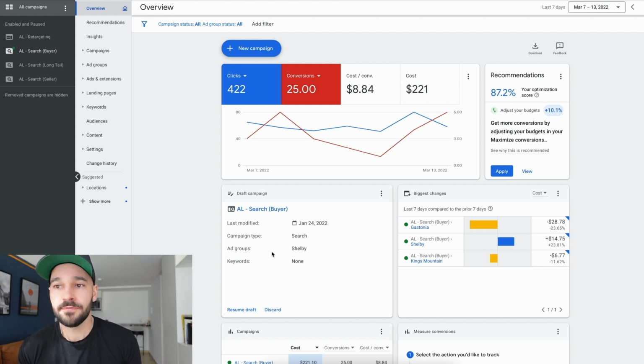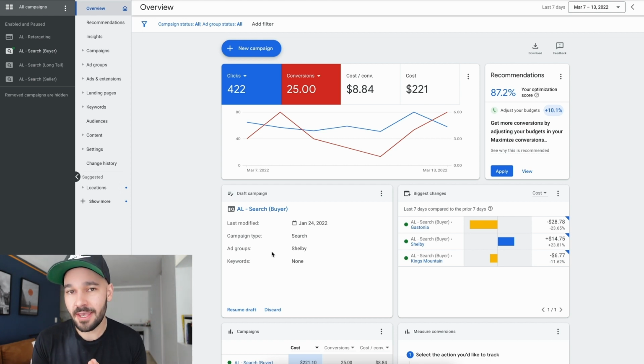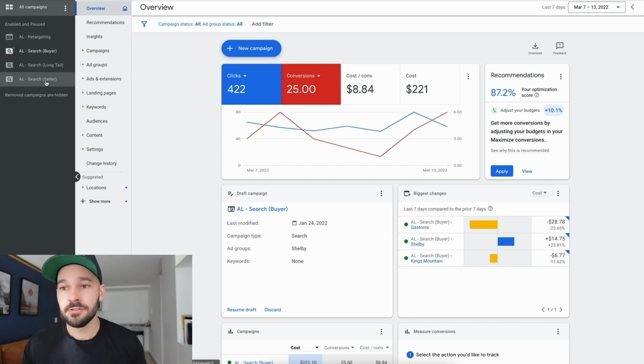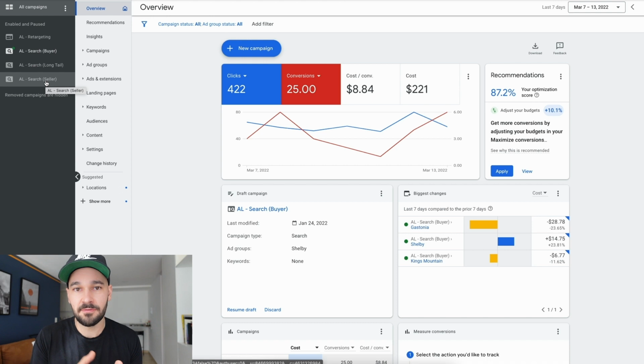Now, as far as account structure, there's kind of three campaigns you want to set up, and maybe four. And you can actually see them on the left side here. If you look at the left, you can see the retargeting, search, long tail, and search seller, okay? Those are the four campaigns we set up for, let's say, our high-level clients. And this is the structure I want to advise that you consider.